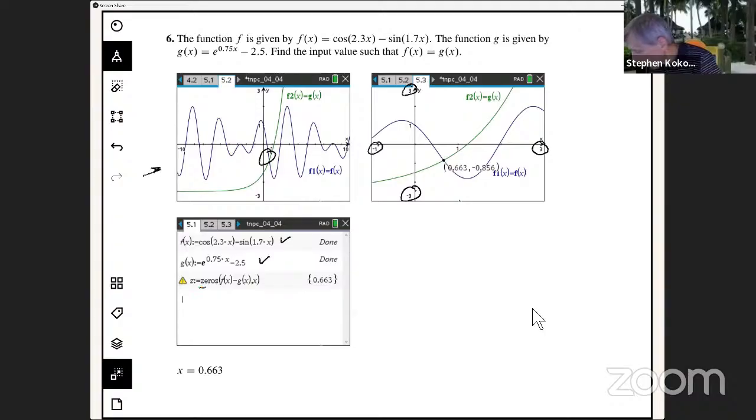And again, you know I like to use the zeros command. I found the zeros where f of x minus g of x is equal to 0. There's my 0.663, and I feel really good about this. I think I've got the right answer.